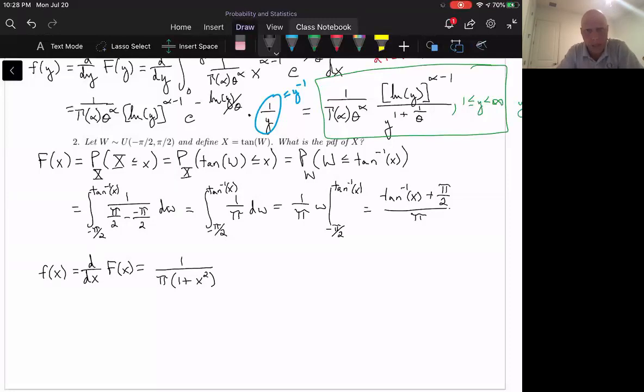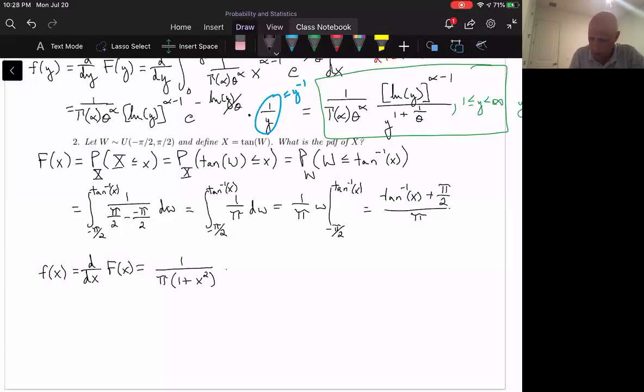So the derivative of arctan is 1 over 1 plus x squared. It's just one of those fundamental integrals or derivatives that you would just have to know. The 1 over pi comes from the denominator in the capital F of x. And the pi over 2 over pi, or 1/2, is a constant. So when you take the derivative of the right part, the second entity, that's just 0. And so this is our answer.